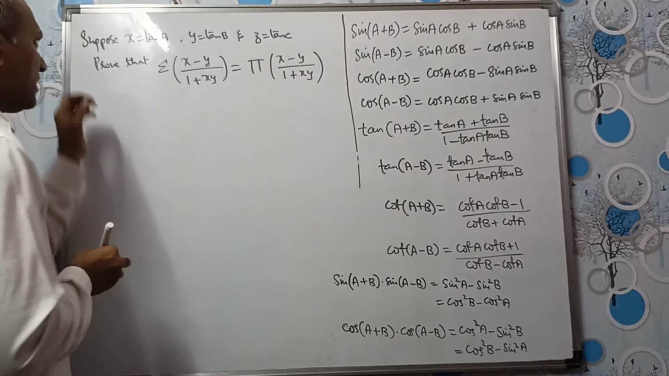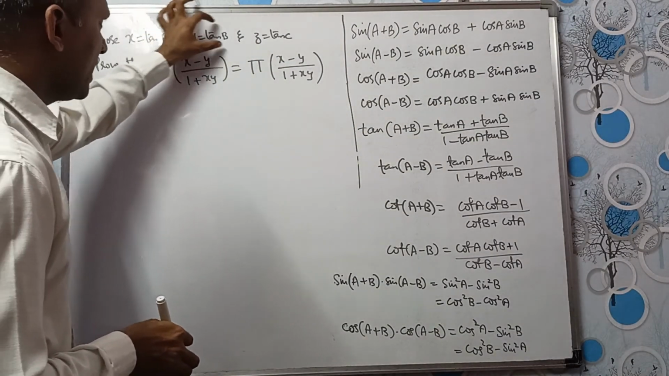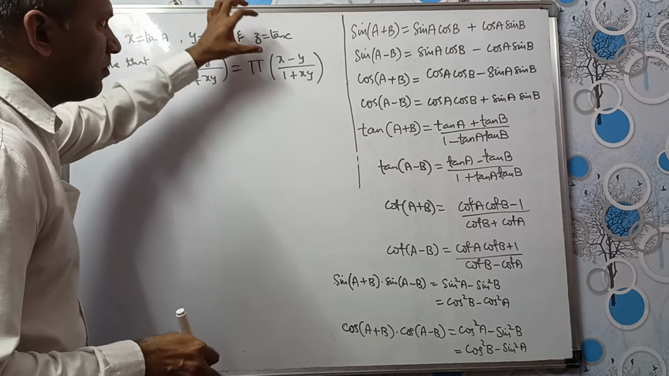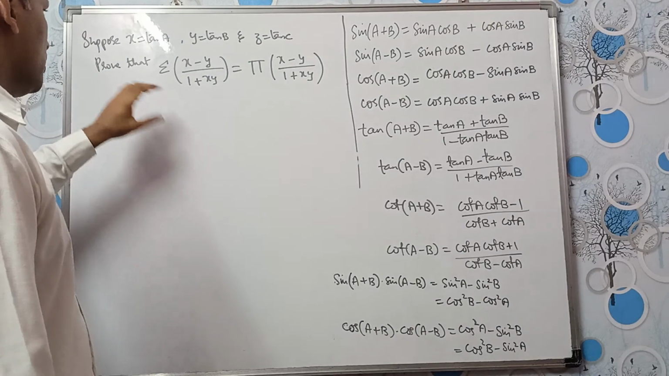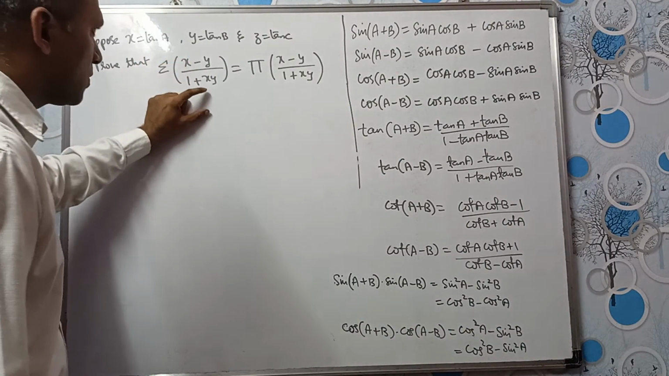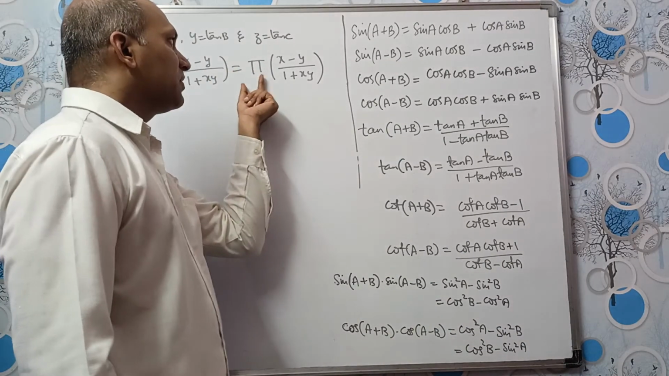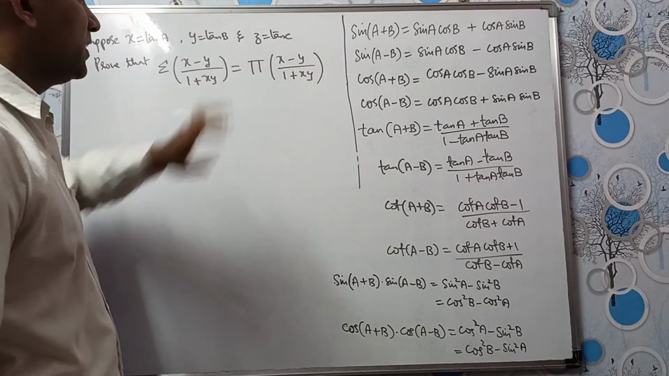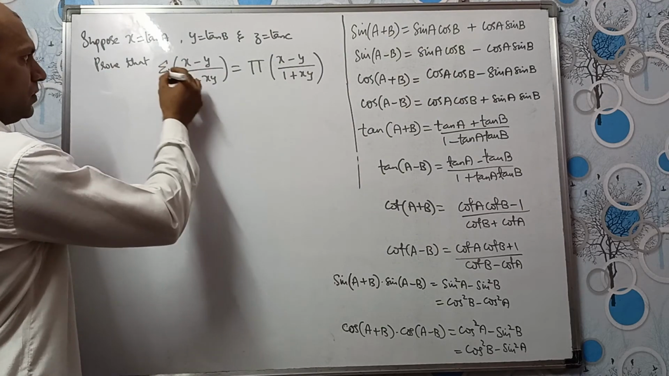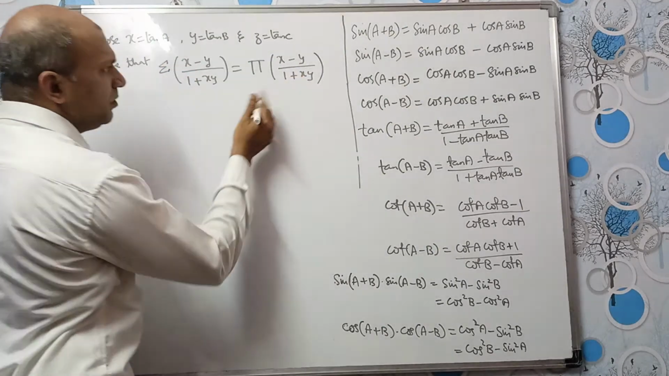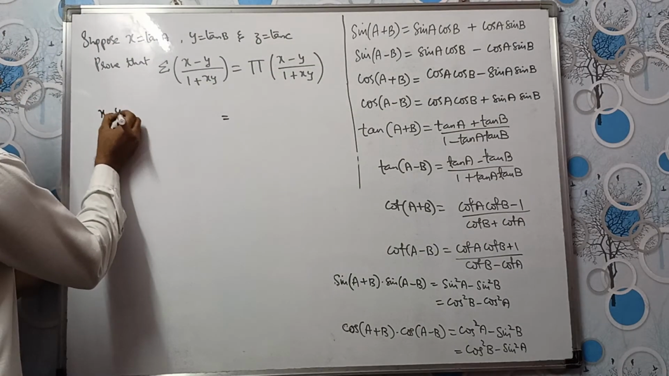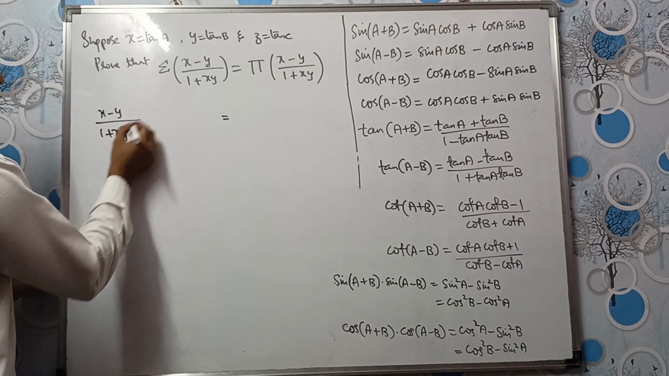This will be the last problem in this video. Suppose x is tan A, y is tan B, z is tan C, and none of A, B, C are multiples of pi by 2. That I did not write. Prove that sigma (x minus y) by (x plus y) is equal to, this is multiplication of (x minus y) by (1 plus xy). See, this is summation, this is multiplication, right? So what do we mean by multiplication here? This actually is like this, (x minus y) by (1 plus xy).